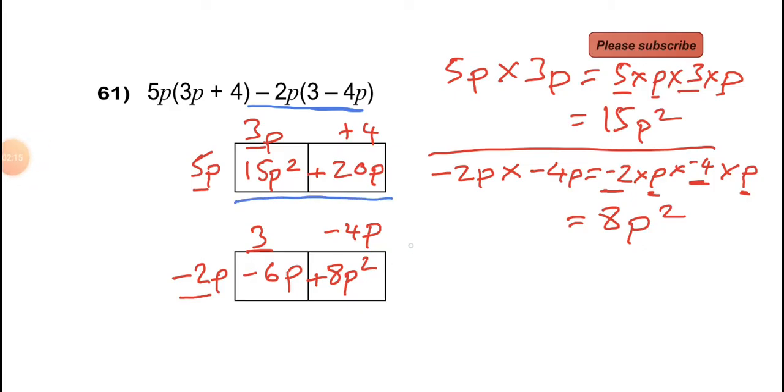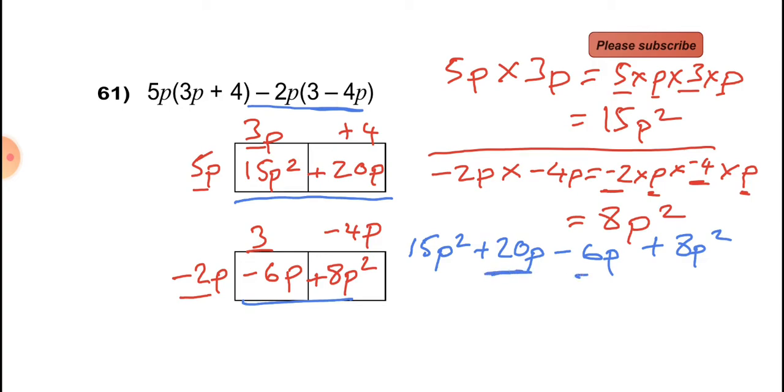So from here I get 15p square plus 20p, and then from here I get minus 6p plus 8p square. So as you can see here, I've got 20p minus 6p, or 20 lots of p, take away 6 lots of p, which is just 14p. And then I've got 15p square plus 8p square, which is 23p square, and it's positive, so plus 23p square.